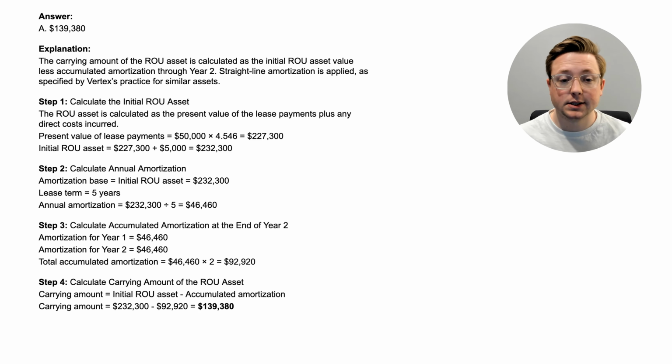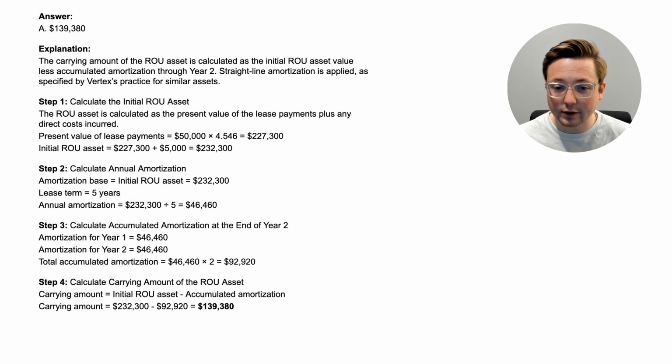So let's walk through this. Step 1, we calculate the initial ROU asset. We've done this before, but now there are direct costs to include. The ROU asset is calculated as the present value of the lease payments plus any direct costs incurred. So if there are any direct costs incurred with getting the lease, then those are included in the right of use asset. We figure out the present value of the lease payments, $50,000 multiplied by 4.546.